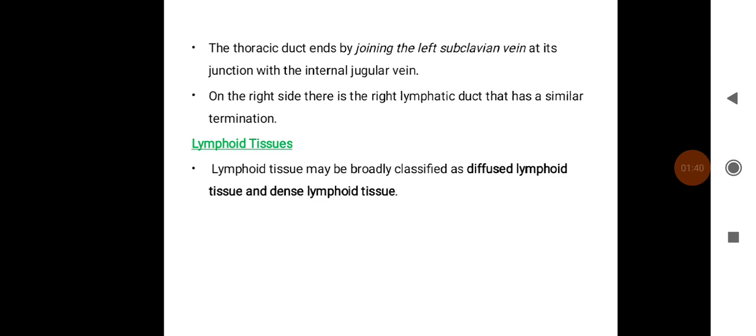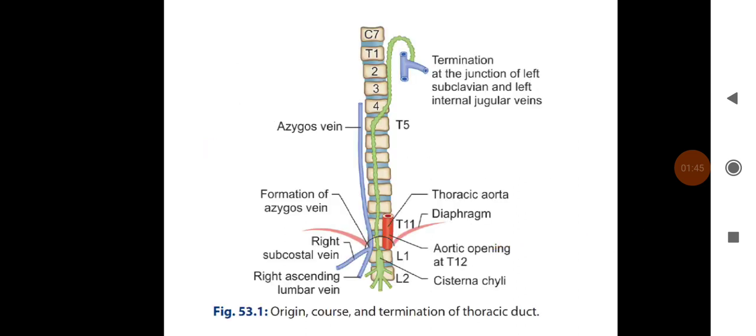Lymphoid tissue may be broadly classified into diffuse lymphoid tissue and dense lymphoid tissue. This is a diagram showing the thoracic duct where it forms a cisterna chyli at the level of L1 and L2. Then it ascends up, getting tributaries from the different parts of the body, and ultimately it terminates at the junction of left subclavian and left internal jugular vein.